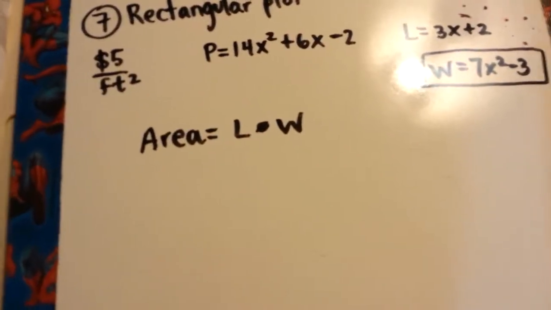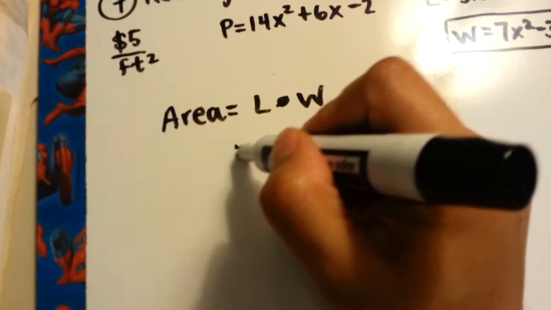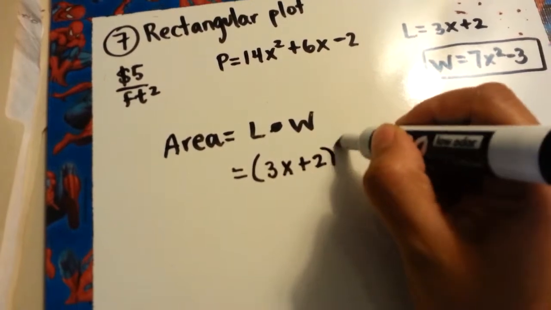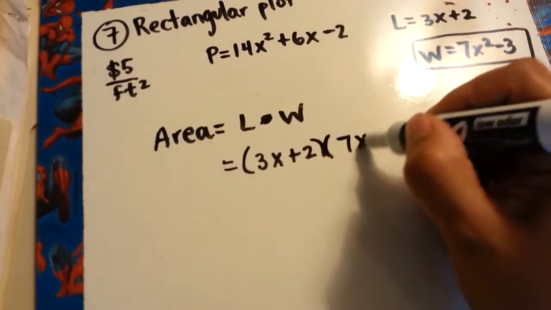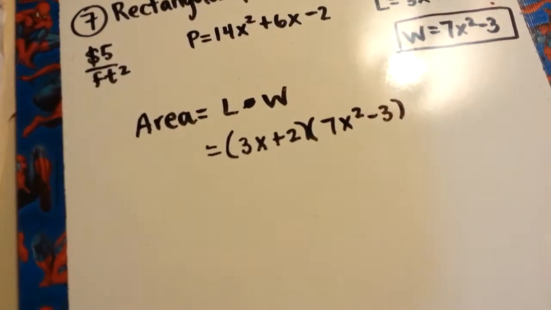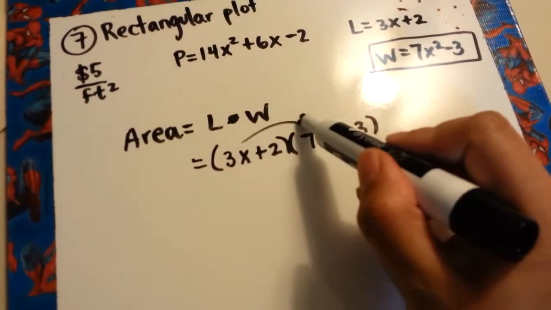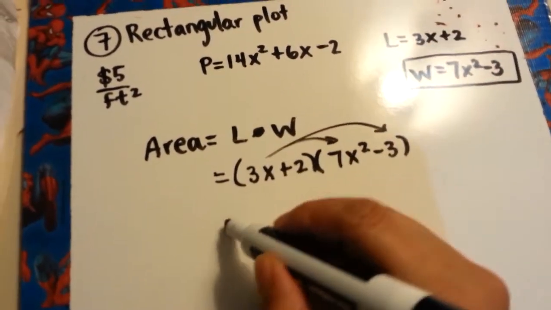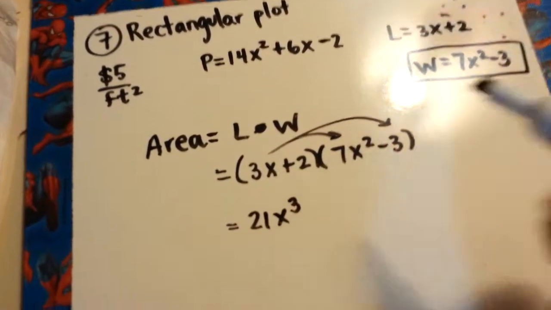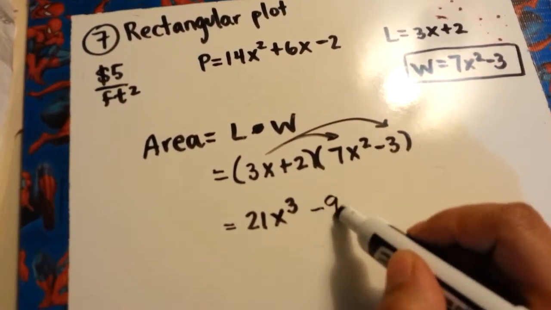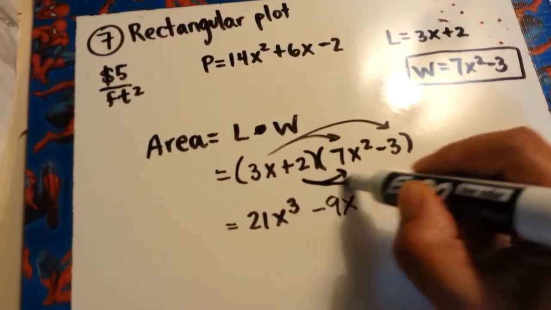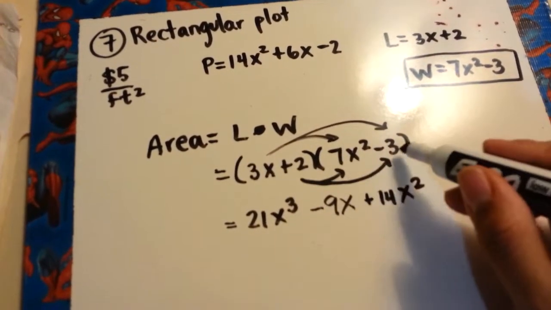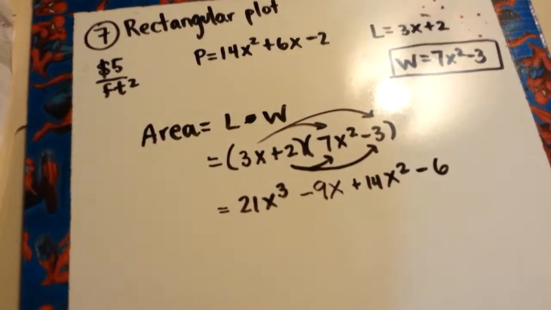The next question wants you to find the area, and the area is the length, which was given to us as 3x plus 2, times the width, which we just calculated as 7x squared minus 3. And this is multiplication, right? So you use FOIL, you use the box method, whatever is easier for you. Negative 3 is negative 9x. 2 times 7 is 14x squared. 2 times negative 3 is negative 6.